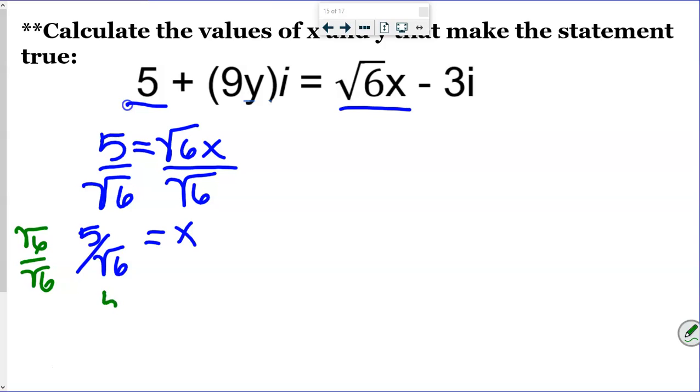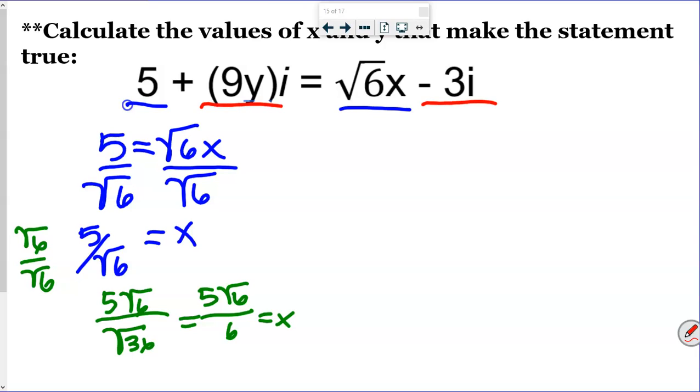So on the top, that gives us 5 square root of 6. Hopefully you can see on the bottom, that's going to give us the square root of 36. So when we simplify it, it's 5 square root of 6 over 6. Okay? Now let's talk imaginary to imaginary. So there's our imaginary part. So we've got 9yi equals negative 3i.